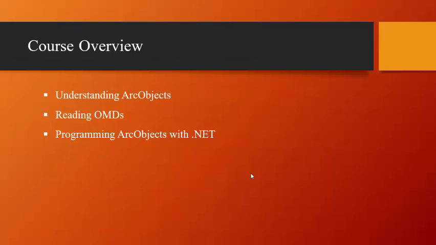Okay, let's go ahead and get started. In the first part, I'll start with the definition of GIS and try to explain where we are and what we want to do. The next part is dedicated to understanding ArcObjects. There, I'll try to explain the basics of ArcObjects to give you an overview. In the end, we'll look at reading object model diagrams. There, I'll try to explain how to use the ArcObjects diagram to help you write some code.